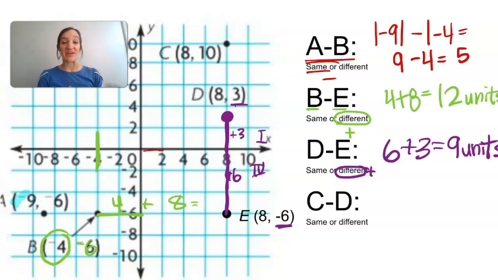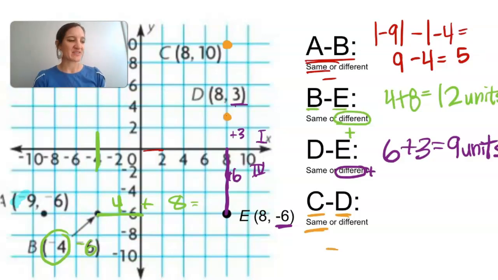Okay, last one. If you want to pause and see if you can do it completely on your own, if you're feeling like you got it, do it. And then push play and let's see if you got it. If not, then let's practice some more. So C and D, here's C in quadrant 1. Here is D in quadrant 1 as well. So those are both in the same quadrant, which means we are going to subtract.